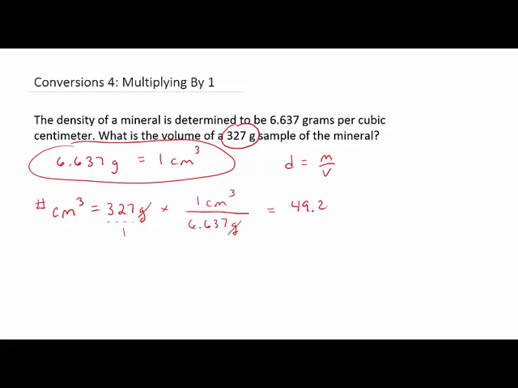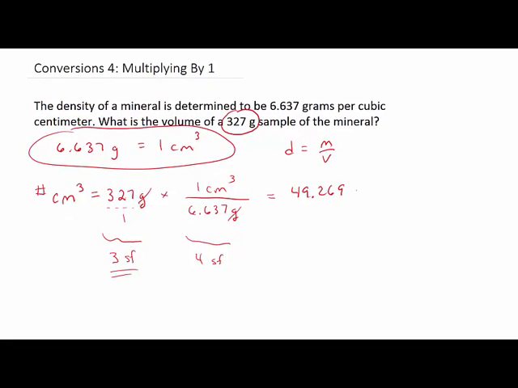When I do that math, I get 49.269, but that's too many digits, right? Because here we have 3 sig figs, and here we have 4 sig figs. When I multiply those together, I have to use the smallest number, that's 3. So I can really only express this answer as 49.3 centimeters cubed.